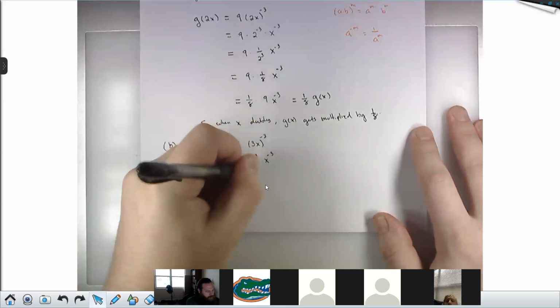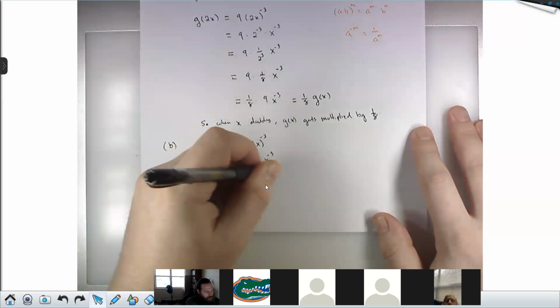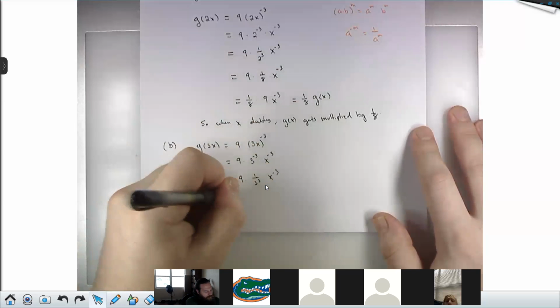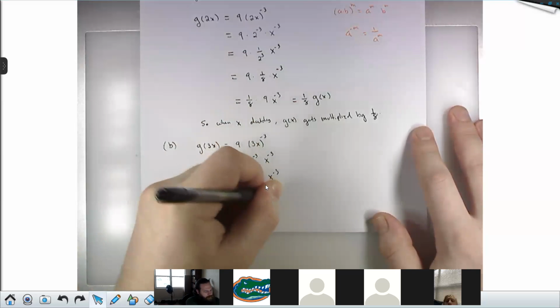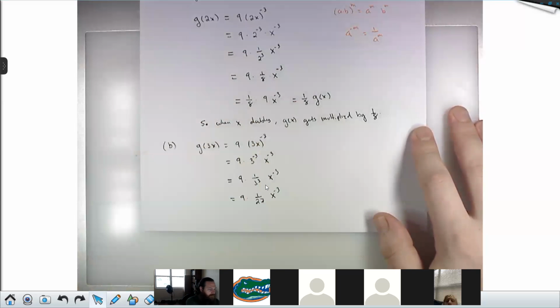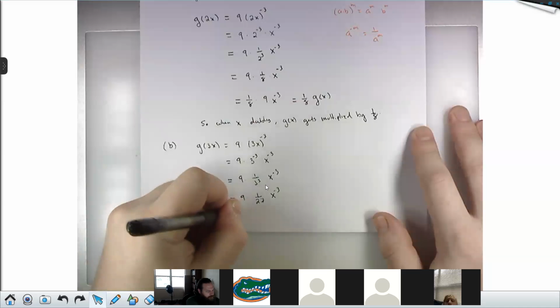To do that, I'll figure out what that is. That's 1 over 3 cubed, which is 1 over 27. 3 times 3 times 3 is 27. And then I can shuffle that 1/27th out front.